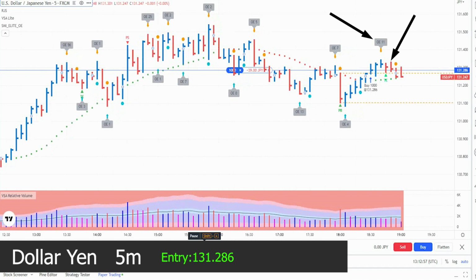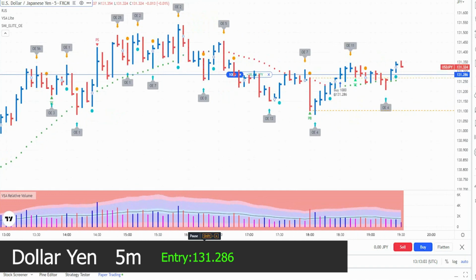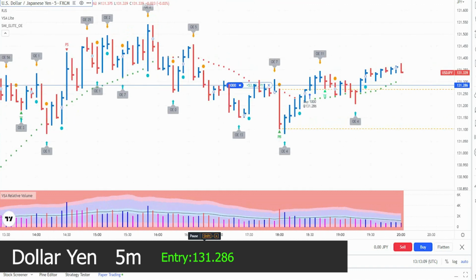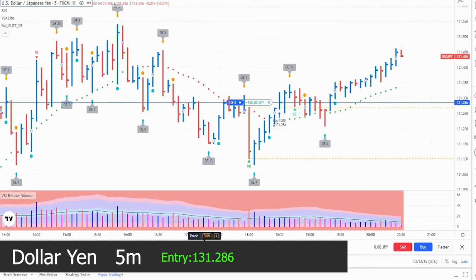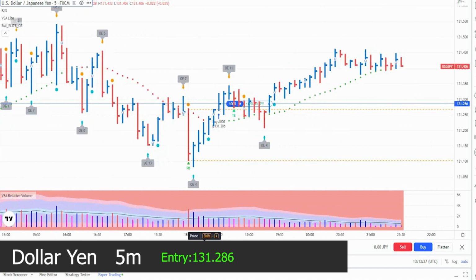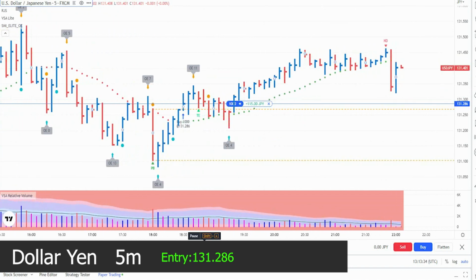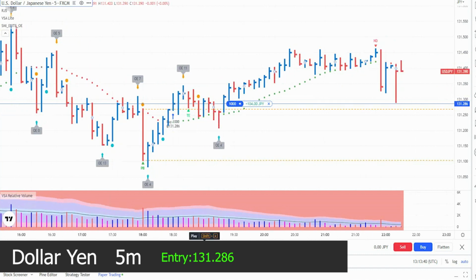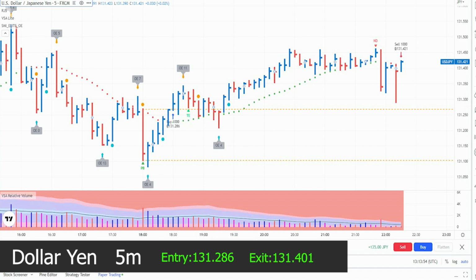Although the SMI indicator throws a short indicator here, we ignore it because the short-term trend is still long. We then exited the trade at 131.401 as the short-term trend had turned.